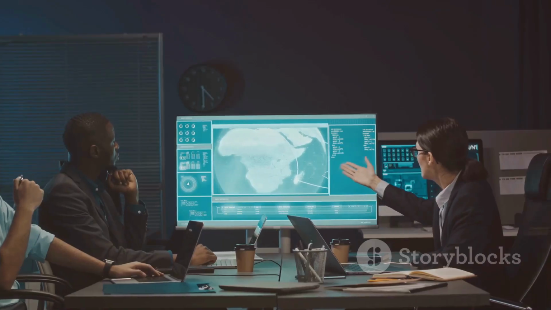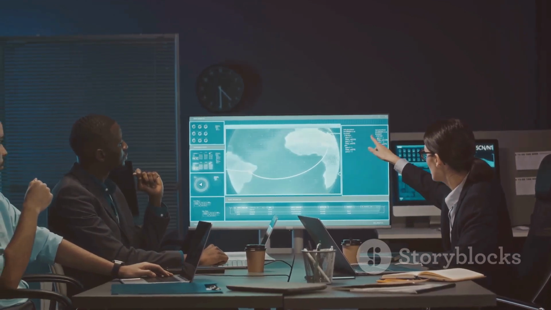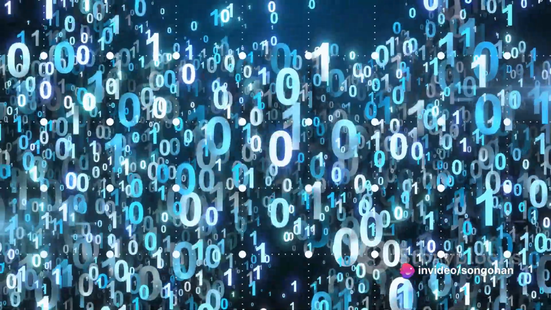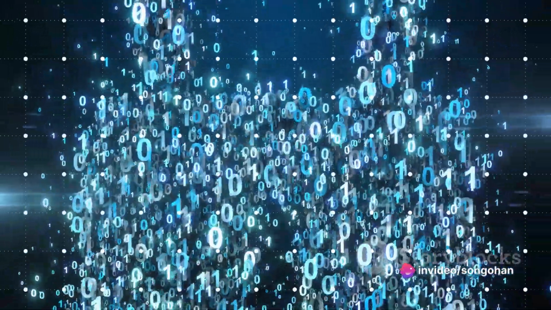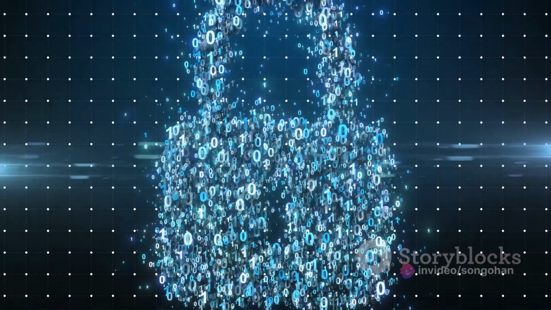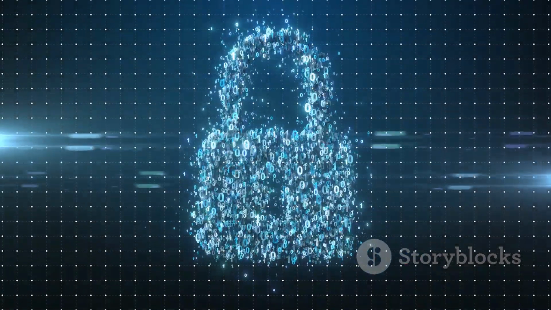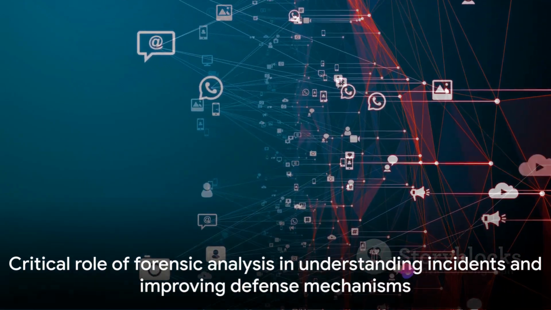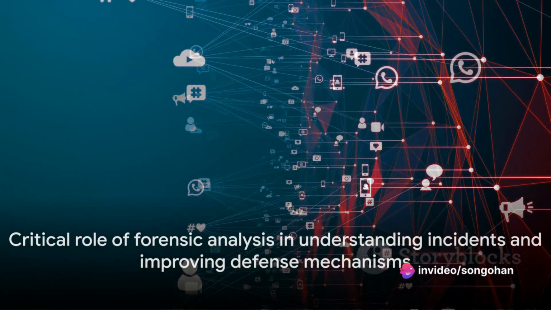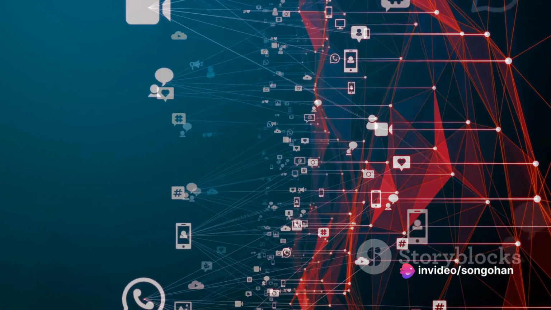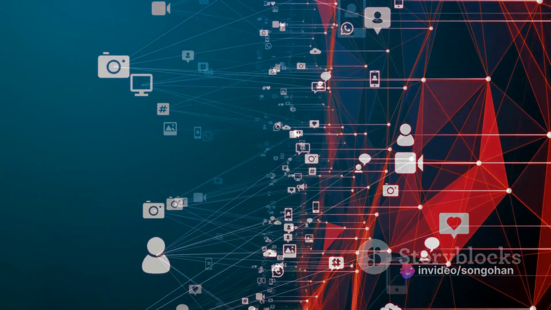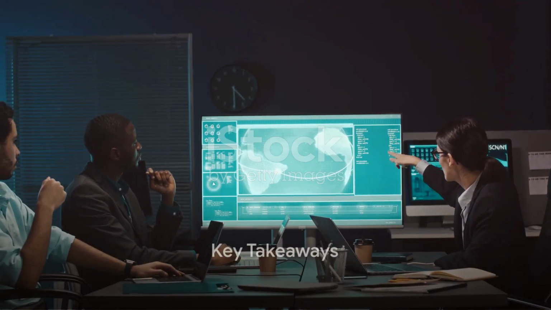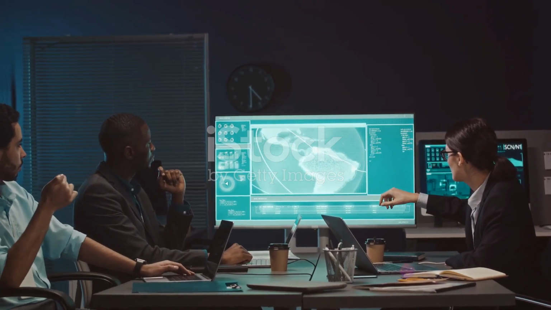To sum up, forensic analysis is the cornerstone of any incident response. It elucidates the cause of the incident, aids in gathering evidence, and paves the way for improved future responses. It's the flashlight in the dark, shining light on the unknown, and guiding us towards a more secure future. Forensic analysis, therefore, plays a critical role in understanding the nature of the incident and improving the organization's defense mechanisms. Having walked through the process of incident response and forensic analysis, let's consolidate what we've learned.